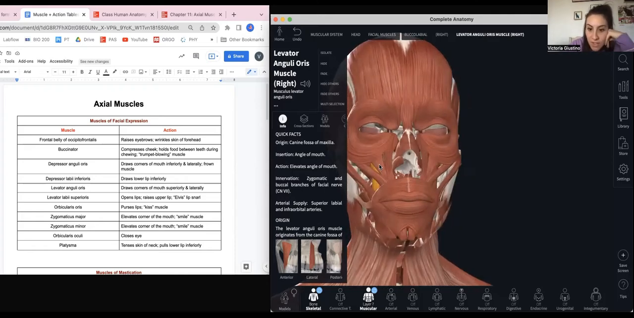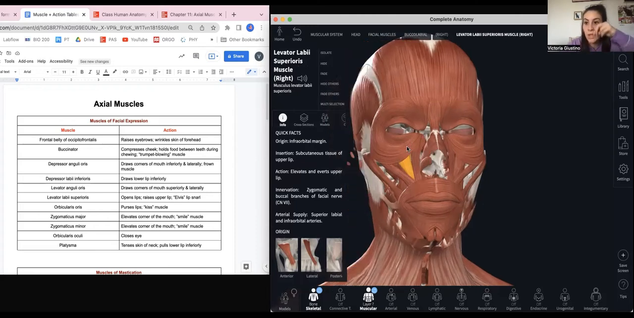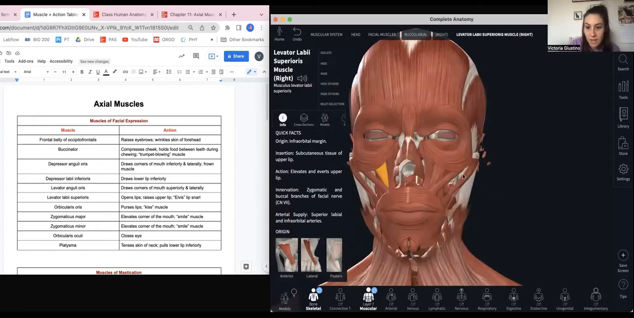And then this one right here is going to be your levator labii superioris. This one's going to originate superiorly and then insert right into your upper lip. Just like the depressor labii inferioris, levator labii superioris is going to pull your upper lip up. If you can imagine that Elvis sneer, that's going to be all thanks to that levator labii superioris there. And again, you do have one on each side.